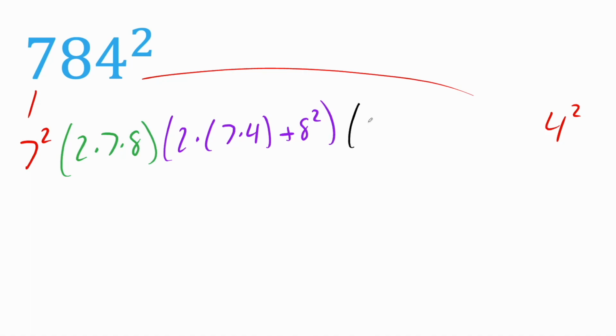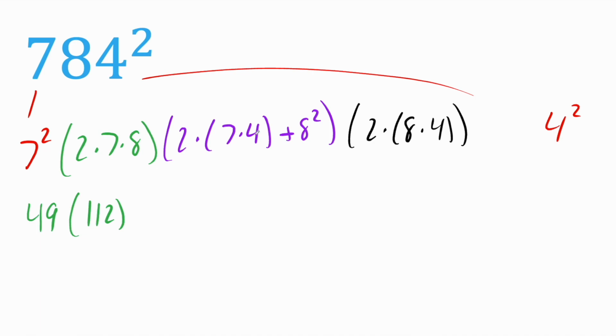And then for the last piece, we say 2 times parentheses 8 times 4. So 8 times 4, close it, close it. And so 7 squared gives you 49. This first piece, you don't put parentheses. The rest you will. 7 times 8 is 56. 56 times 2 is going to give us 112.